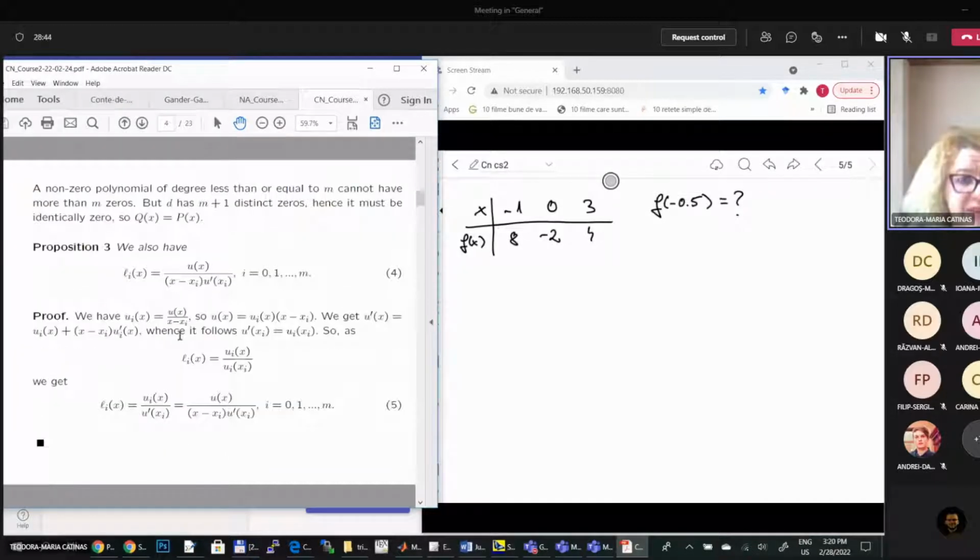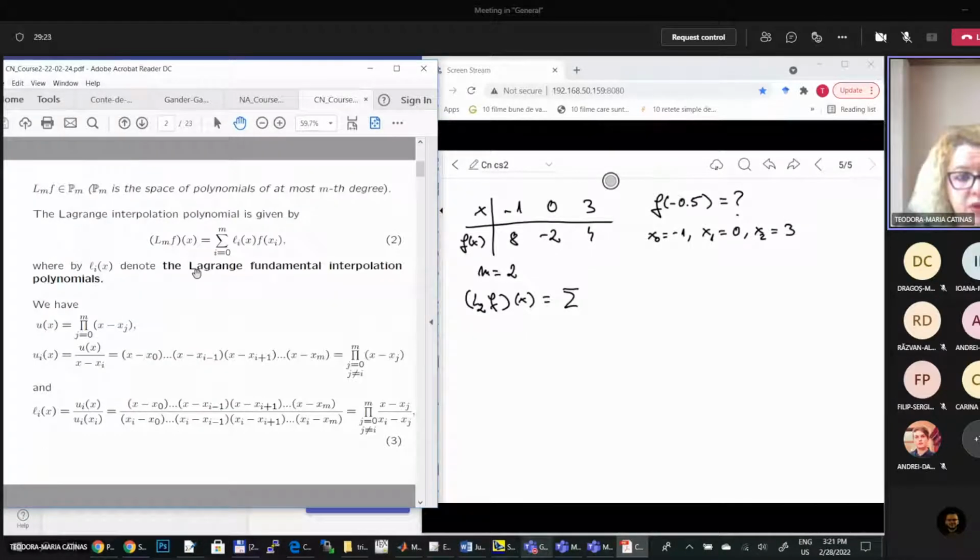So we follow the same steps. We have m equal to 2, right. So we have x0 minus 1, x1 0, x2 3. So m is 2. So we have to obtain a polynomial of second degree. L2 f, the Lagrange polynomial, in general, at x is the sum.